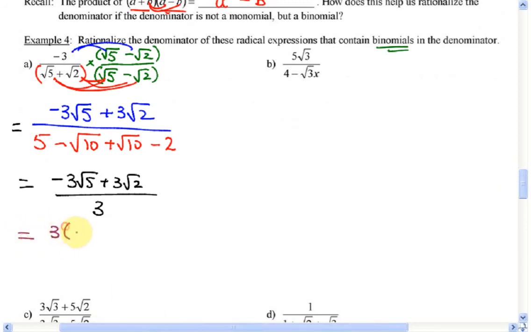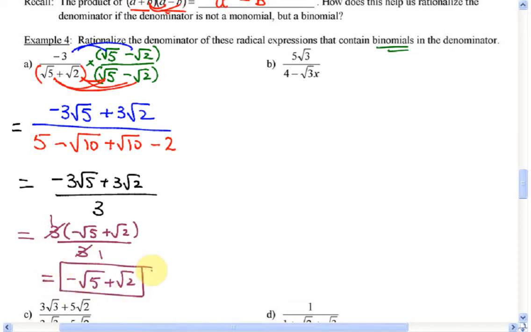I'll factor a 3 from the top. And then if you want to cancel that out with the one in the bottom, that's perfectly fine to give you negative root 5 plus root 2. I'll be happy with that. Okay? Questions? No? Okay, why don't you try part B?